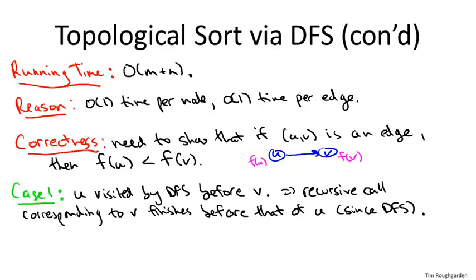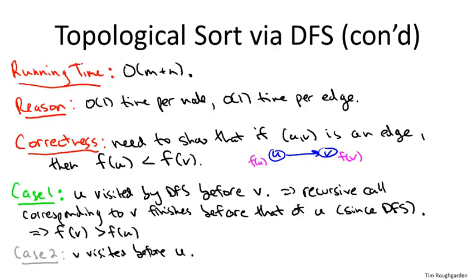Now what's up in the second case, case 2? So this is where V is visited before U. And here's where we use the fact that the graph has no cycles. So there's a direct arc from U to V. That means there cannot be any directed path from V all the way back to U. That would create a directed cycle. Therefore, DFS invoked from V is not going to discover U.